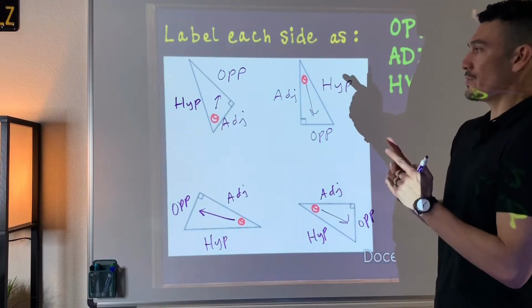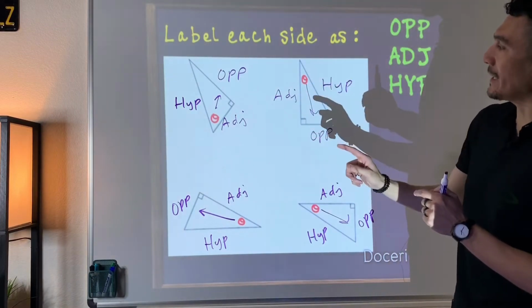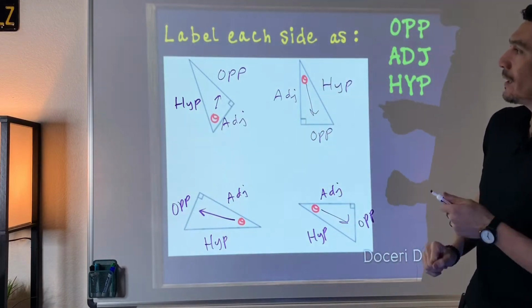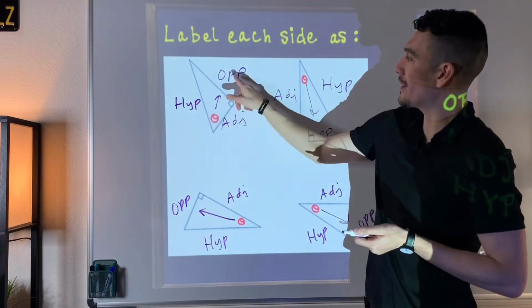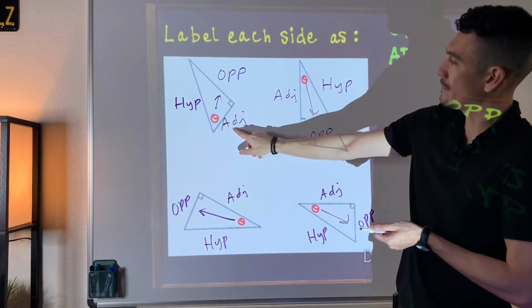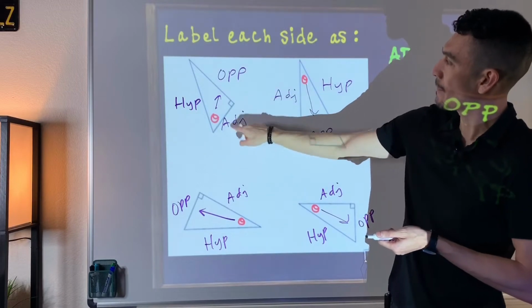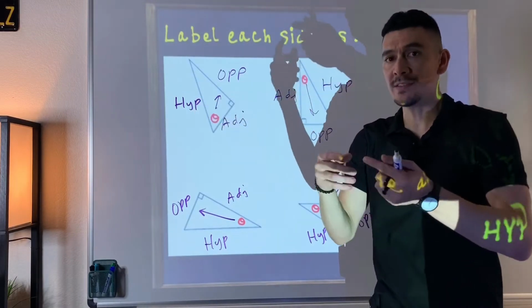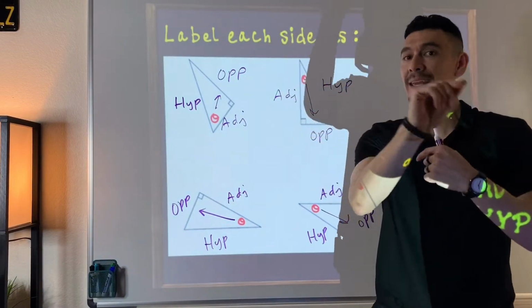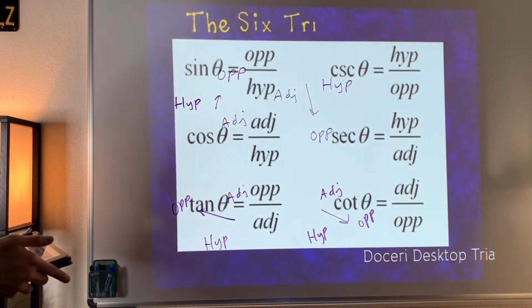Now we are interested in knowing what happens when I take one side and divide it by another. What happens if I go hypotenuse divided by opposite? What happens if I go adjacent divided by hypotenuse? Or what if it's this divided by that? Or this divided by this? It turns out there are 6 different cases, and each case has a name. And these are the names. So put this down on your notes as well.